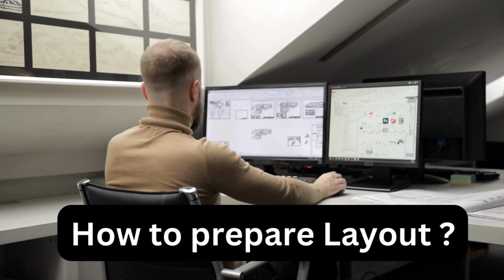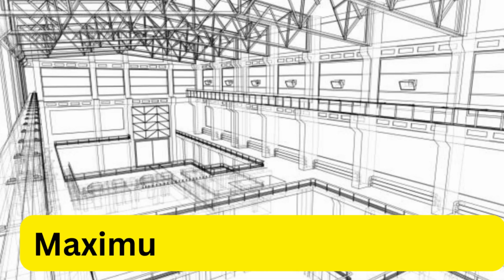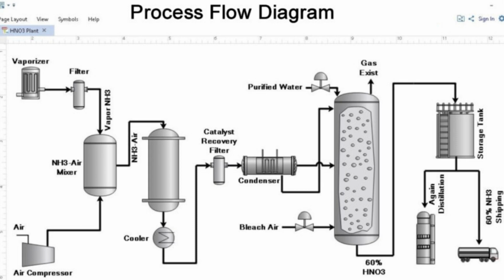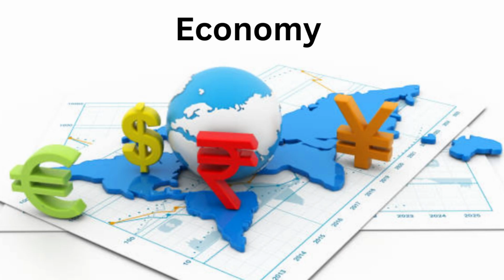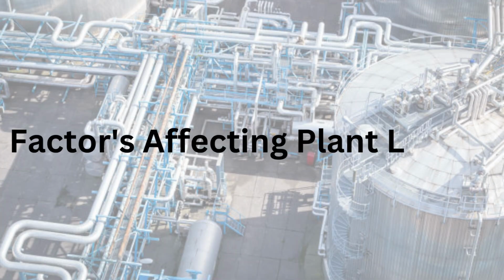Now further we will discuss how to prepare the proper layout for the plant. While preparing the plant layout one should keep in mind the following things. Maximum utilization of space, minimum product movement with best process flow with smooth operation, principle of economy, which means the costing of the process must be economic considering OPEX of the process.